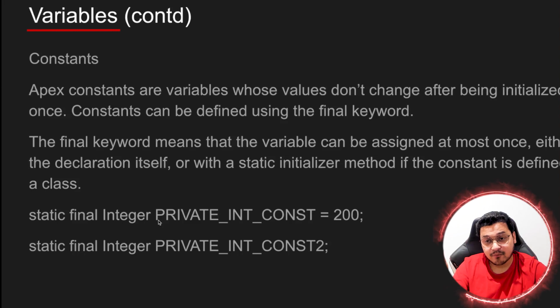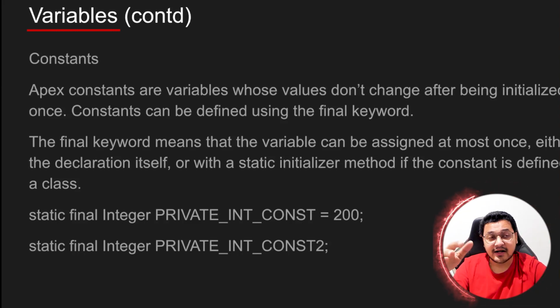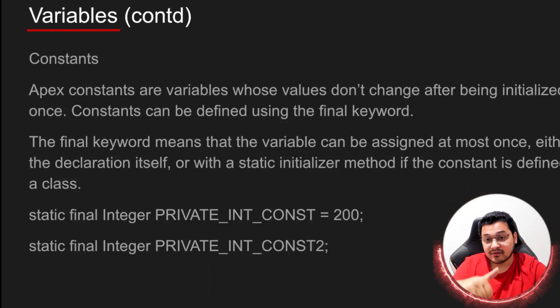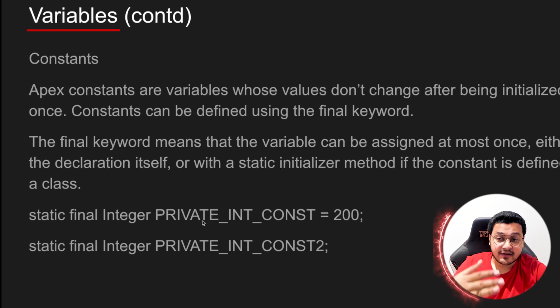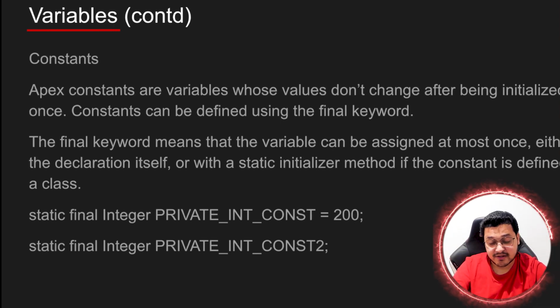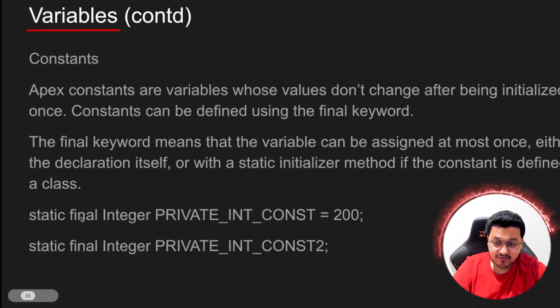So it is very, very important to understand how you would create your constants. And trust me, constants are a very important part of any good Apex code that is written. We'll see how we use them in coming videos when we write more complex business logic. But for now, it is very important to understand how we declare a constant in our Apex code. So you use static final.